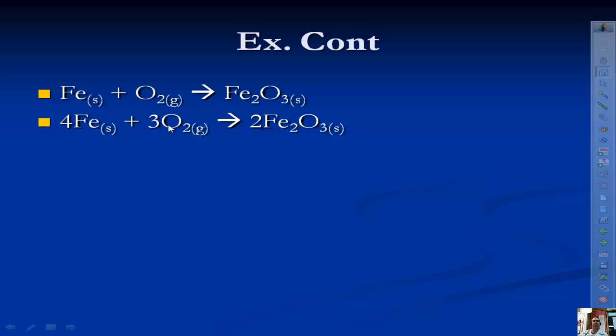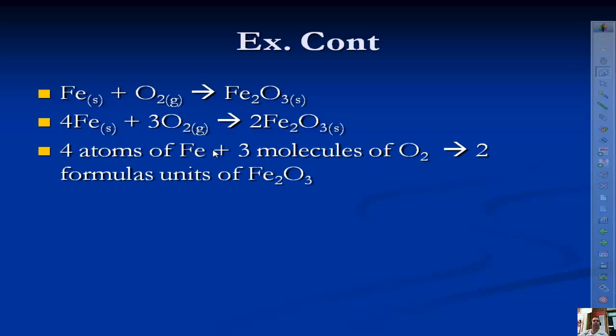Okay, oxygen's a nonmetal, and you might say, oh, I see oxygen on the periodic table, but when I look right here, O2, and I told you diatomic molecules, those are going to be molecules. Fe2O3, metal, nonmetal, that's going to be a formula unit. So when I look here, I've got 4 atoms of Fe. Okay, the coefficients are going to tell you how much you have. I have 3 molecules of O2, and then what that forms is 2 formula units of Fe2O3.